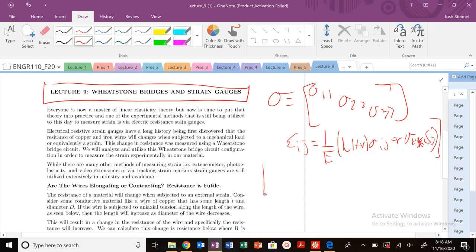So we're going to have basically a material. We're going to put a strain gauge on. A strain gauge is basically wires, and we know that there's going to be a change in resistance as the length of those wires change, and we're going to derive these equations today.